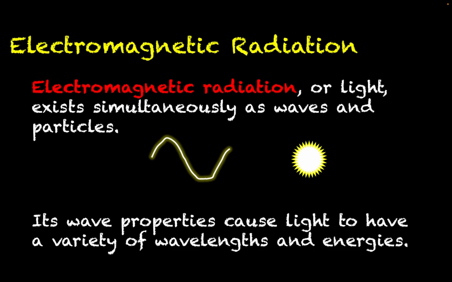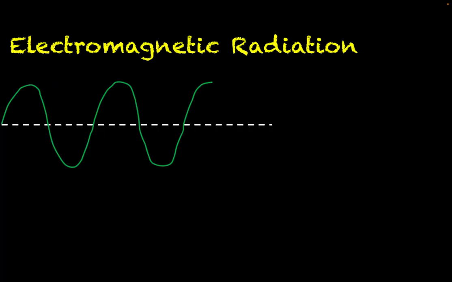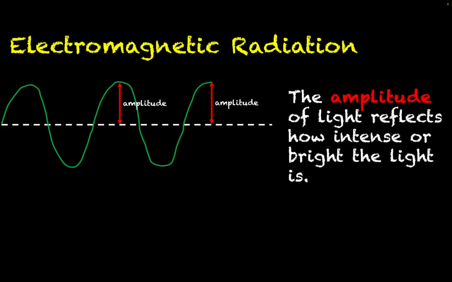So the reason why we want to focus on the wave properties of light is because it is those wave properties that cause light to be split into several different types of light. So we have light of varying wavelengths and energies. If you picture a wave of light that looks like this, like you see in green, we can use several different measurements to describe that light and categorize it into the type of light that we're talking about.